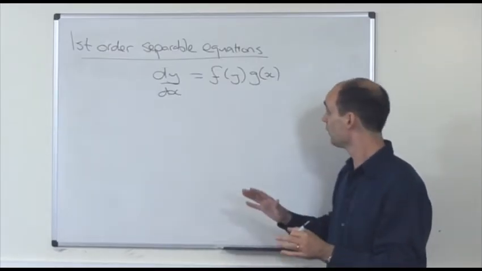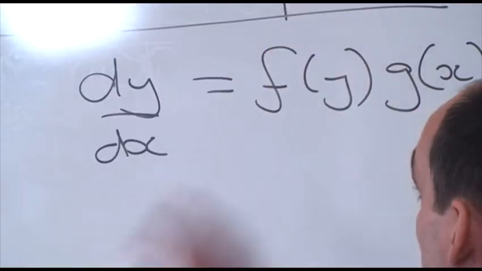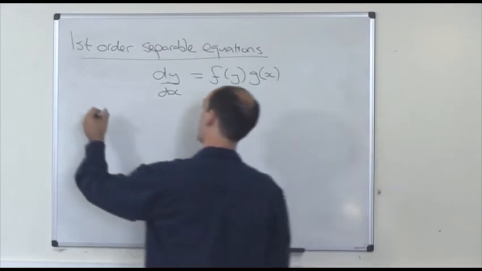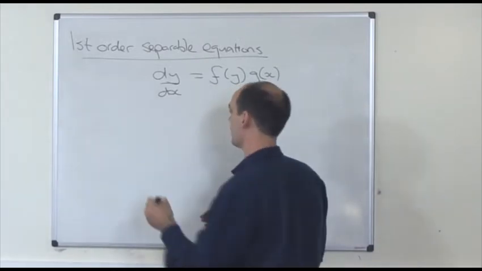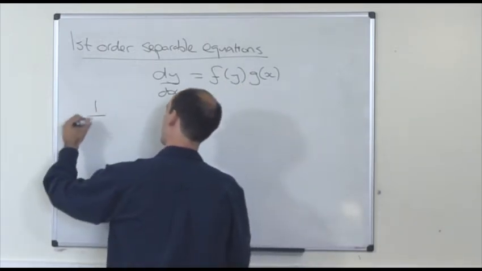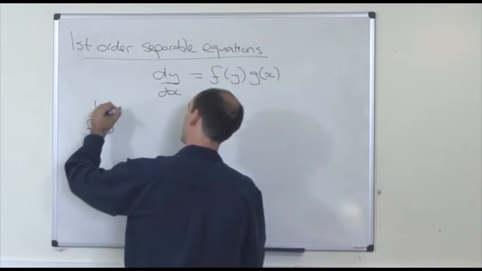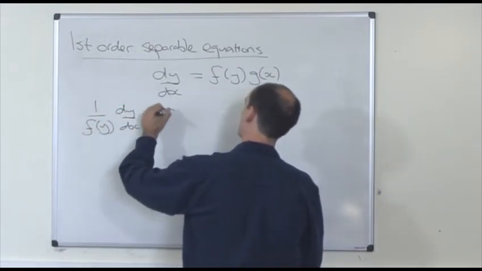And so what do you do to solve it? Well, the first thing you do is you get all the y dependence over to this side. So we divide through by f of y. This way I'm going to do is the posh mathematical way of doing it, and then I'll show you the quick and dirty method. So 1 over f of y dy by dx is equal to g of x.